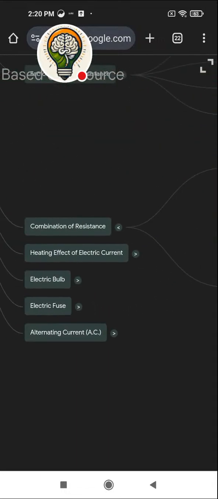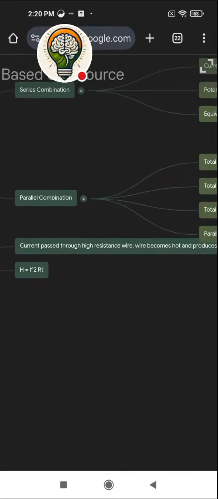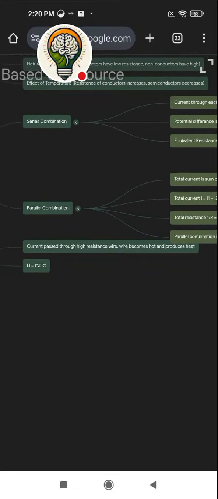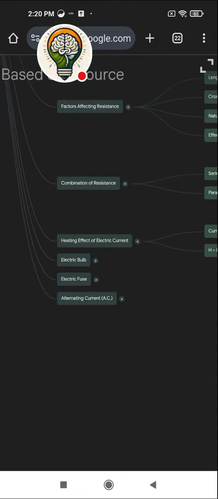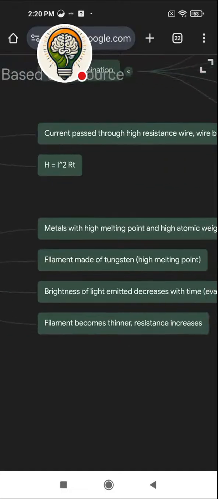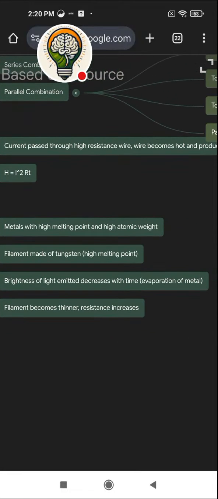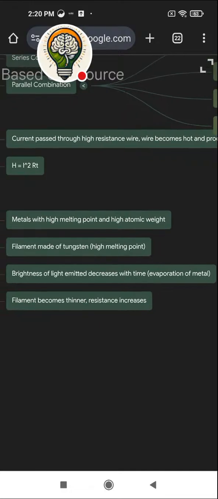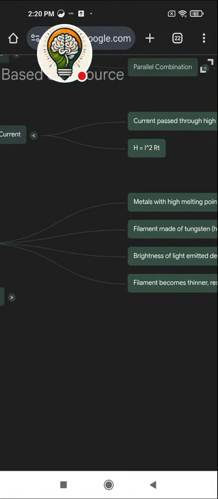Then the heating effect of electric current. Current passing through a high resistance wire becomes hot and produces heat, H equals I square RT. Then the electric bulb, filament made of metal with high melting point and high atomic weight, tungsten, high melting point. Brightness of bulb decreases with time, due to evaporation of metal, filament becomes thinner and resistance increases.